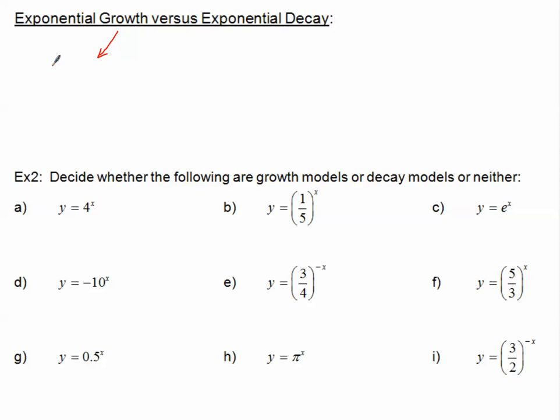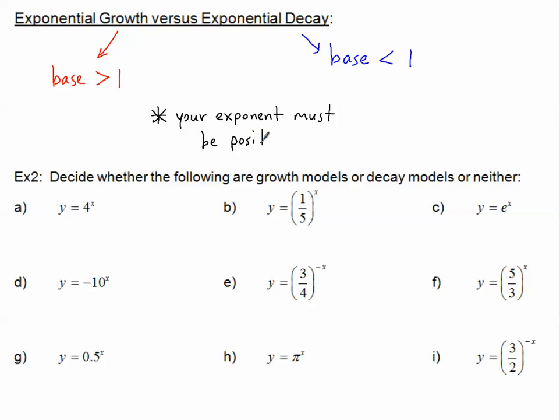When you're looking for growth, all you need to find is a base that is greater than 1. And when you're looking for decay, you're looking for a base that is less than 1. We don't have any bases that are equal to 1 because those are kind of boring functions. The only thing you need to make sure is true is your exponent must be positive to be able to determine what the value of the base is, whether it's greater than or less than 1.